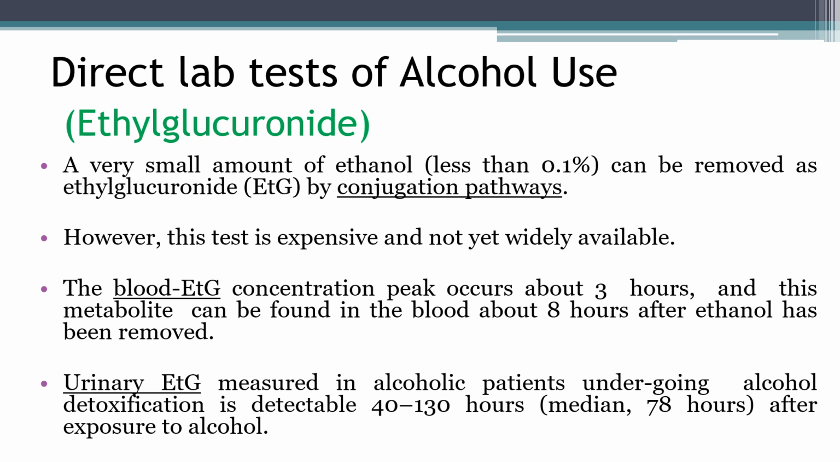Another one is ethyl glucuronide. It is a very small amount of alcohol which is removed as ethyl glucuronide by conjugation pathway. And this test is expensive and not yet widely available. The blood ethyl glucuronide concentration peaks around 3 hours and can be found in the blood 8 hours after the last consumption. But urinary ethyl glucuronide can be detected up to 40 to 130 hours and the median time is 78 hours, which gives more window to check the alcohol intake.